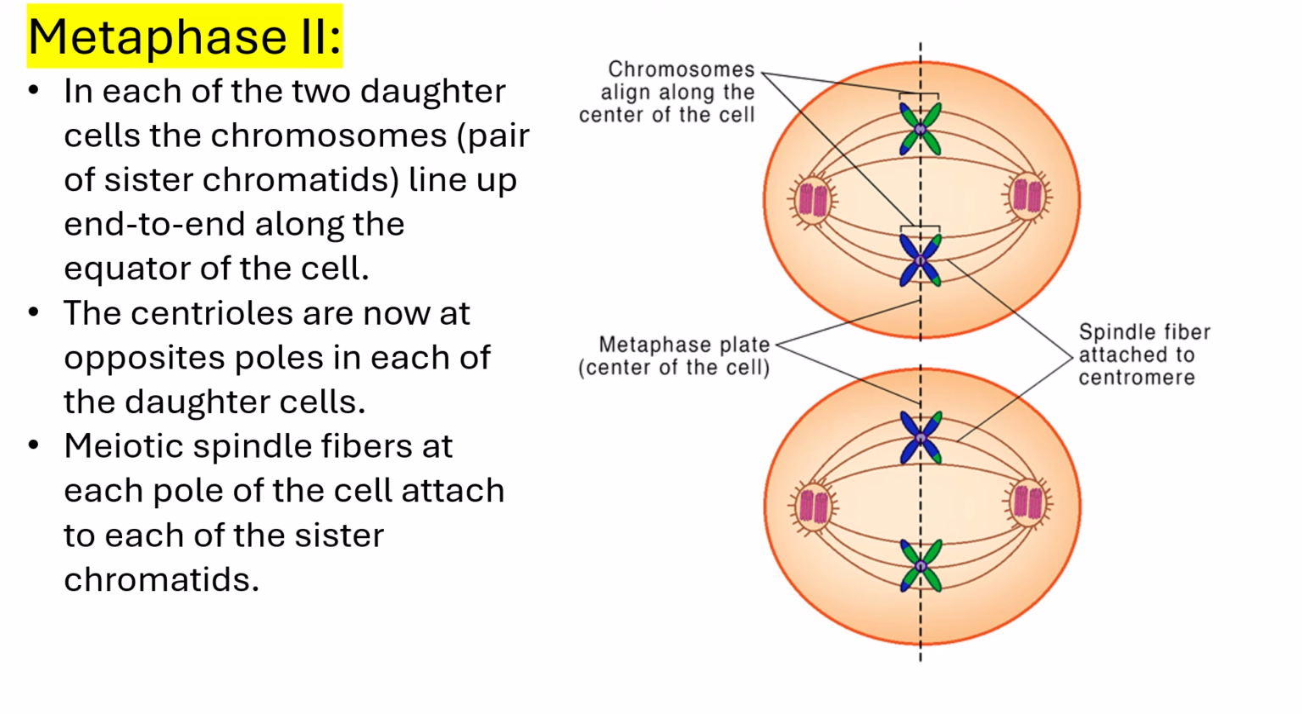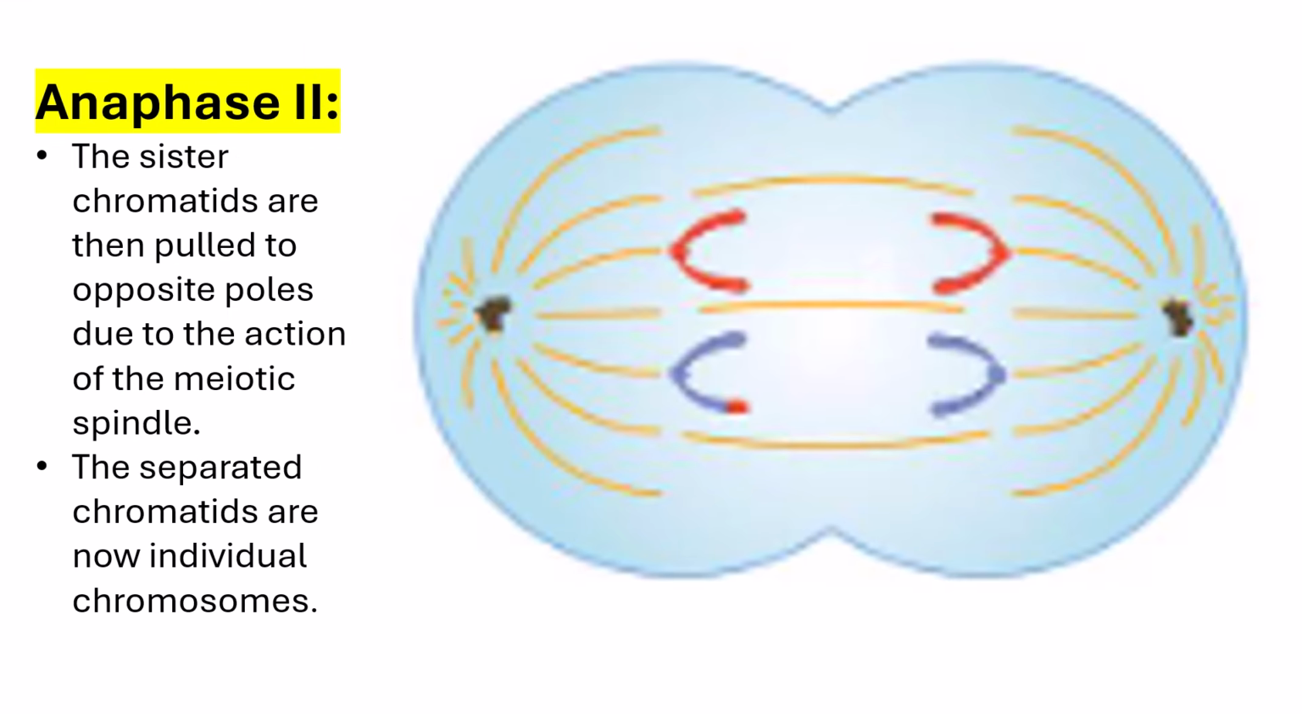Meiotic spindle fibers at each pole of the cell attach to each of the sister chromatids. Okay, so these are chromosomes aligned along the center of the cell. This middle of the cell is called the metaphase plate. The spindle fiber attaches to the centromere. The one in the middle is the centromere, this little circle. This is exactly why the spindle fibers attach and pull them apart, okay? And this is exactly why we'll see this part pulled to one side, this part pulled to another side.